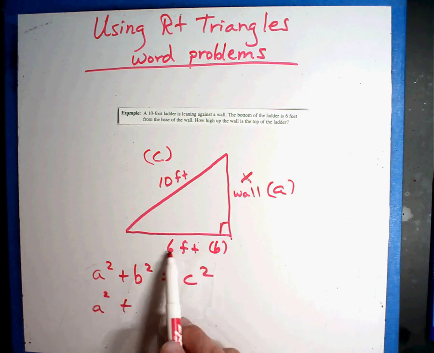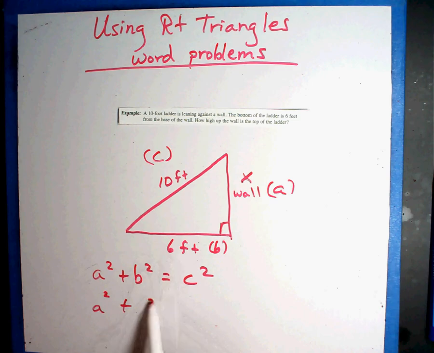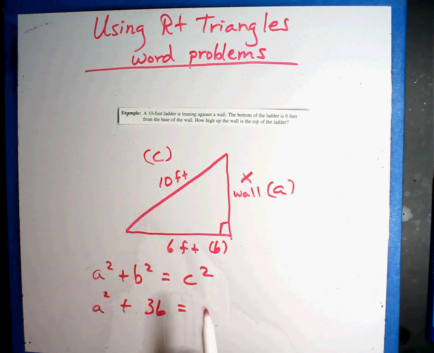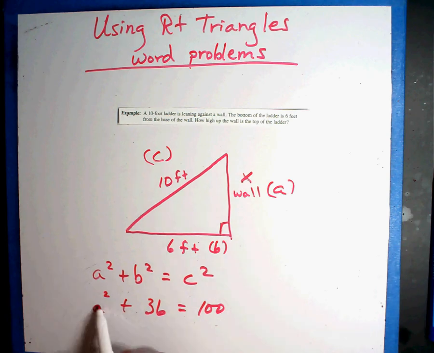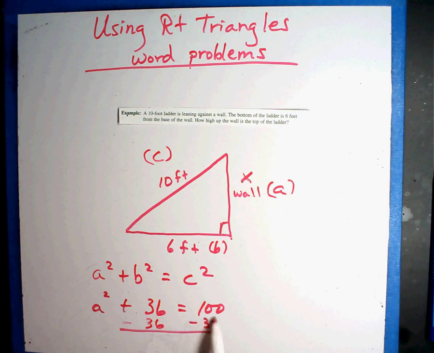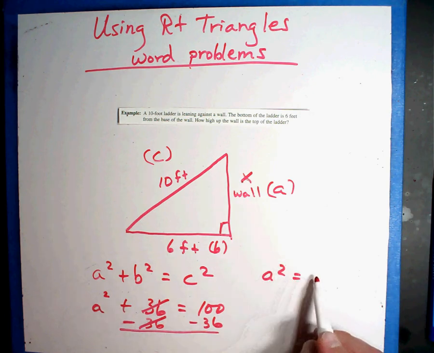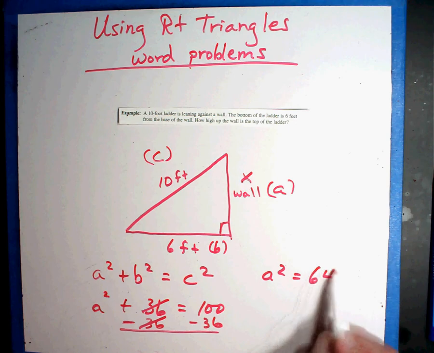Well, if this is b, 6 times 6 is 36 equals c squared, and it said it was a 10-foot ladder, so 10 times 10 is 100. If you don't know how I'm getting these numbers, just put them into your calculator and you can get your answer. Now to solve this problem, I have to move the number to the other side. So it's gone on this side. So I have a squared equals 100 minus 36 is 64.